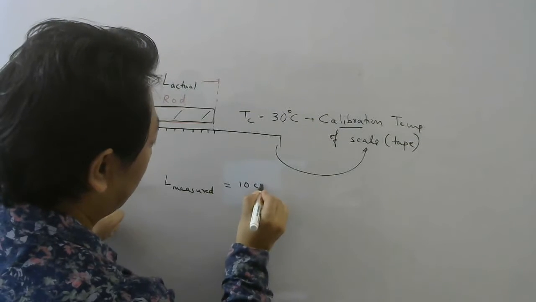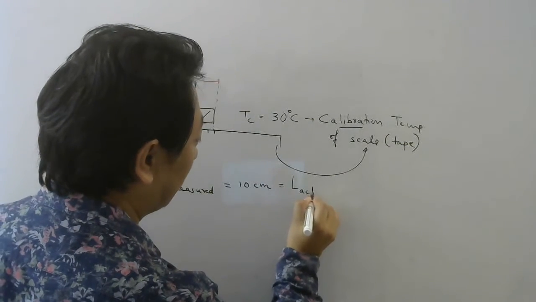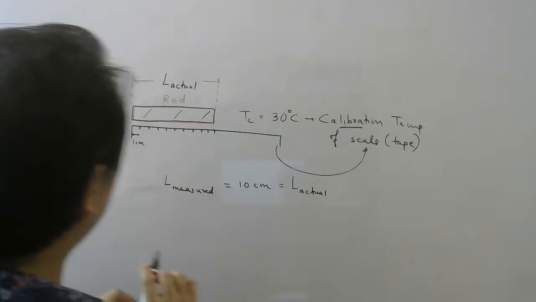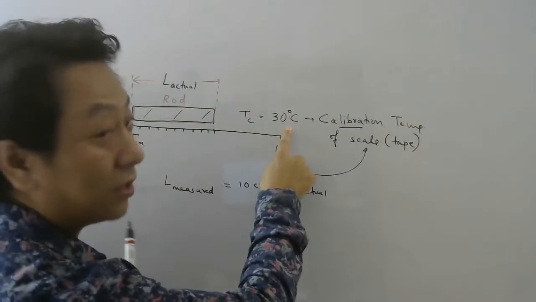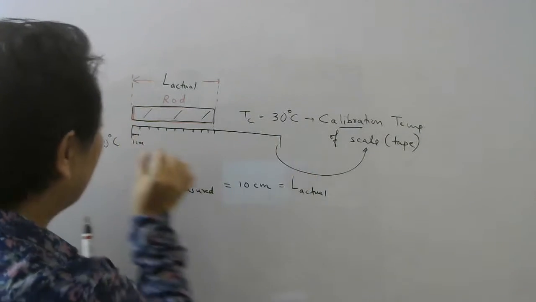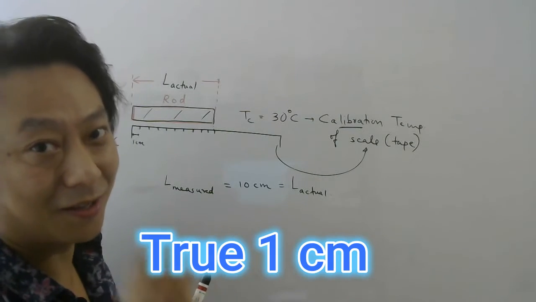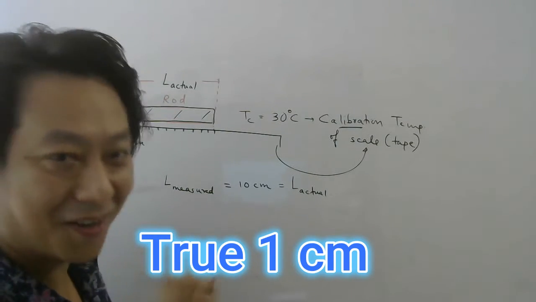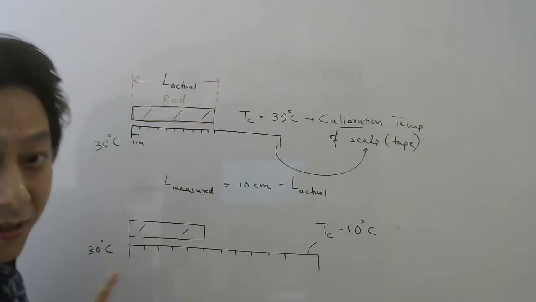So 10 centimeter. And that also will be the actual length because we are using the scale at that temperature, which is also the calibration temperature. Meaning this 1 centimeter is the true 1 centimeter, the actual 1 centimeter. Okay. Now let us measure the length of the same rod at 30 degrees Celsius.